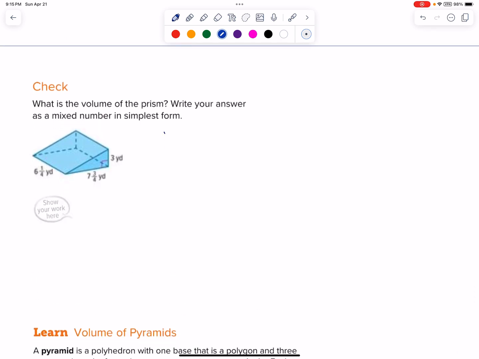We have volume equals big B times H. We know that for this one, the area formula is 1/2 base times height. Instead of writing it, I can go ahead and plug it in. Now pay attention to what the base is of the triangle. Our base, I guess it doesn't really matter with this one because it's a right triangle anyway. So we could use this 7 3/4.